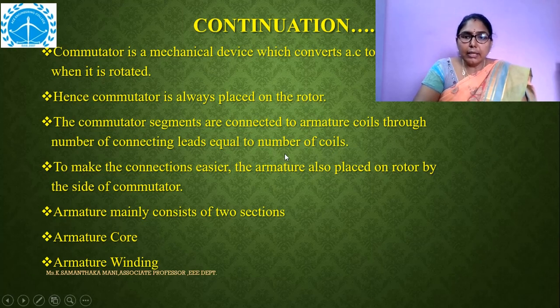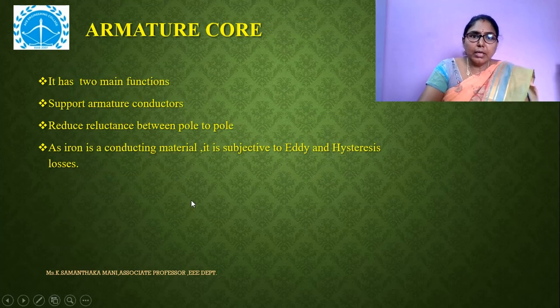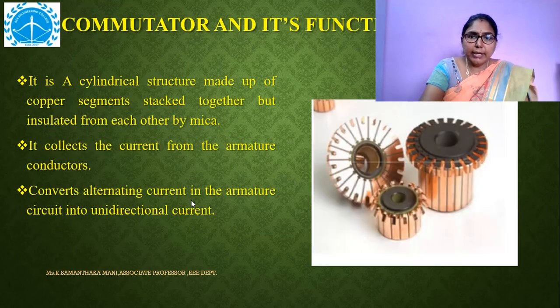Now, in the next slide, we are going to learn about the armature winding. These armature windings or armature coils are connected to the commutator segments, and based on that, the commutator will collect the voltage that is generated in the armature. Now, the armature mainly consists of two parts: the armature core and the armature winding. Earlier we discussed the armature core, and now we are going to discuss the armature core and armature winding in detail.